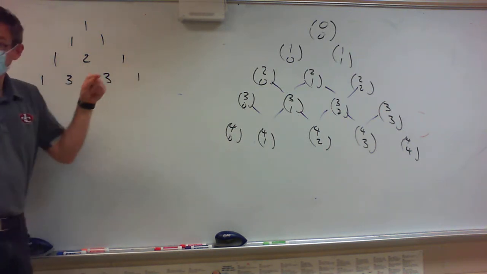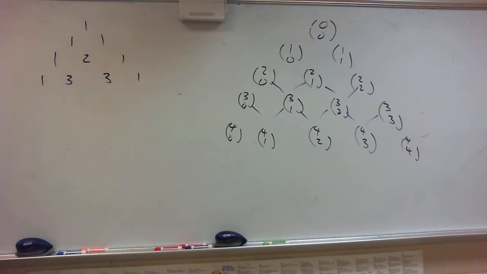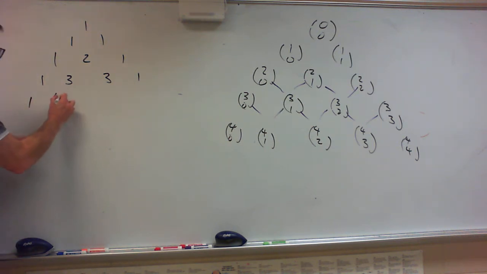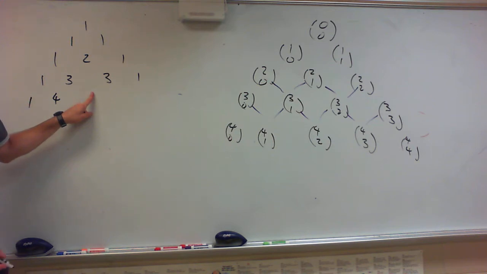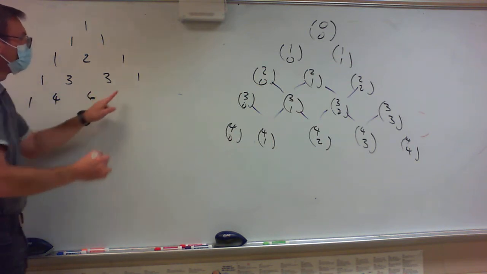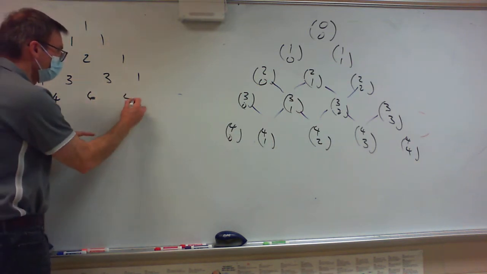3, and we end with it. Does everybody see what's going on? I think you're writing this out, good. All right, so now see what happens here. We start with a 1, what's here? 4. What's here? 6. What's here? 4. And we end with a 1.